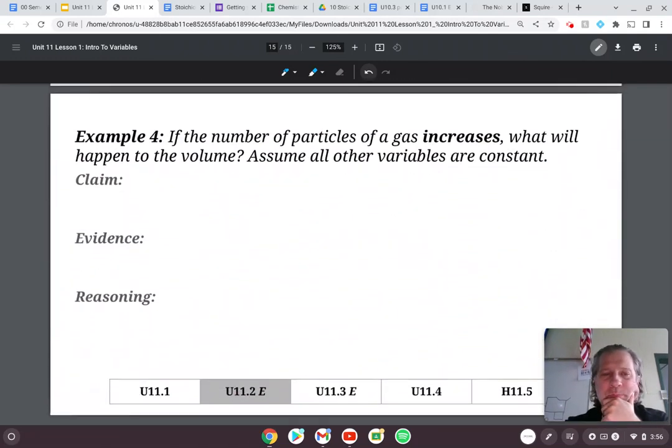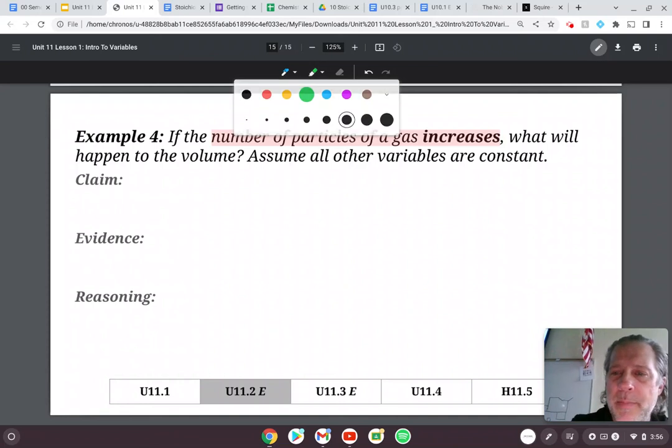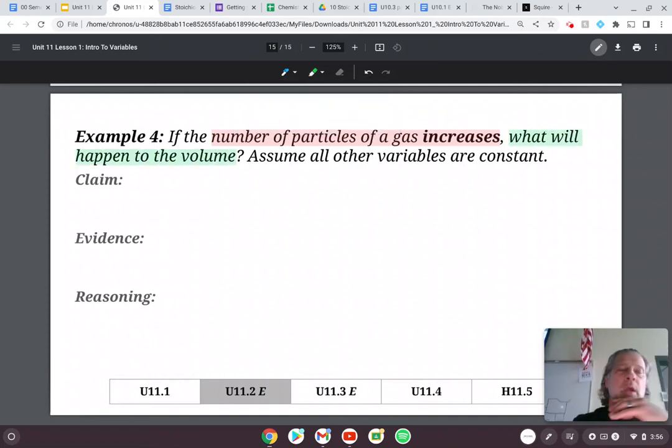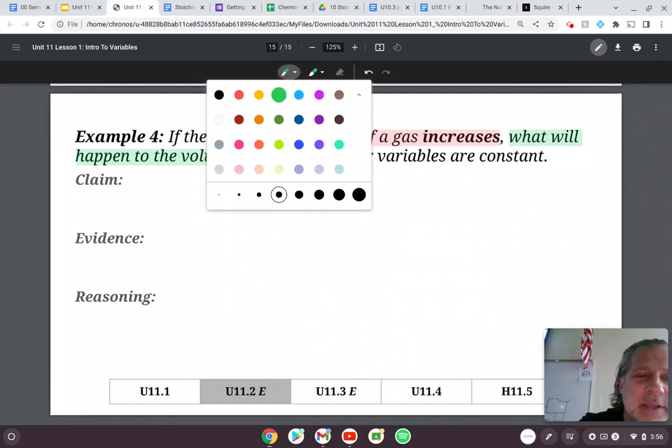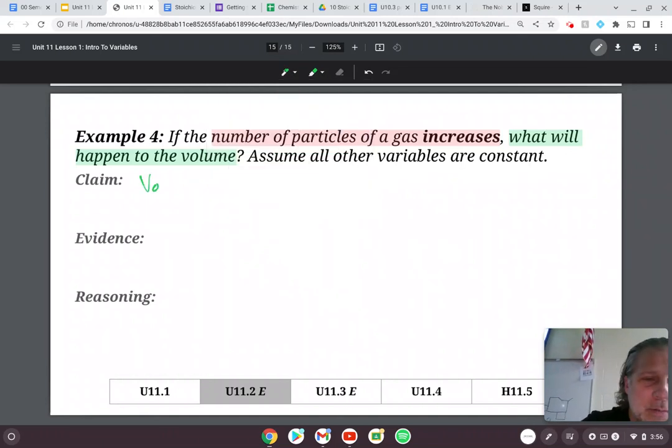One more example, and then we'll call it a day. This one says if the number of particles of a gas increases, what will happen to the volume? So now we're talking about number of particles again. If I add more stuff, we can probably venture to guess that the volume will also increase. And my reasoning is that the number of particles will increase.